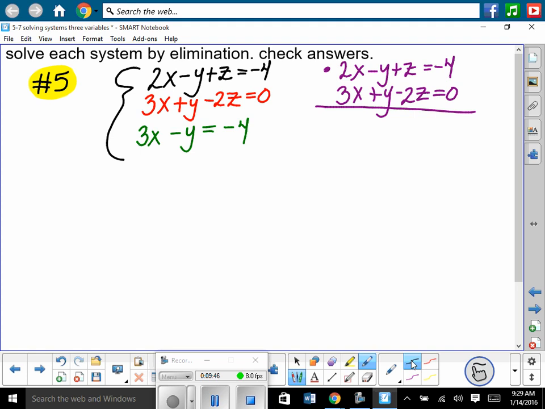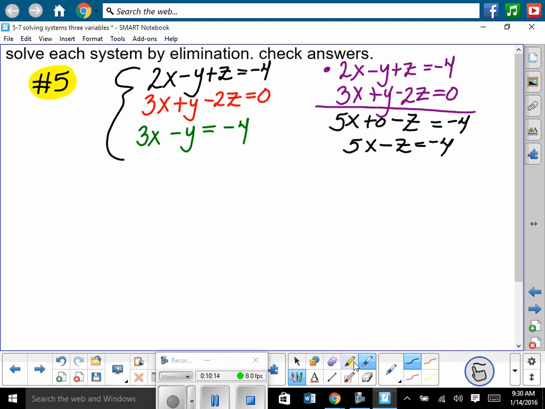Okay. So 2x plus 3x, 5x, negative y plus y, so plus 0, and then 1z minus 2z. So minus z, right? Don't mess up your sign. If you make a sign error up here, you'll go through a 15-minute problem and get it wrong. Okay. And that's equal to negative 4 plus 0, negative 4. So we have 5x minus z is equal to negative 4.